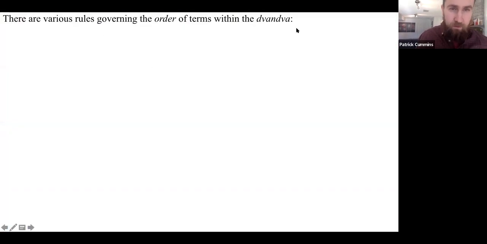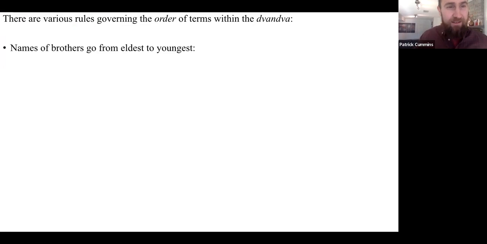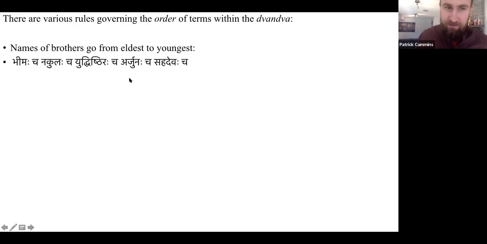So there are also rules governing the order of terms within the dvandva, which just adds to the complexity a little bit. So, for example, the names of brothers go from the eldest to the youngest. So this probably, I jumbled up the order, but does anybody know what order the Pandavas should go in to make this compound?